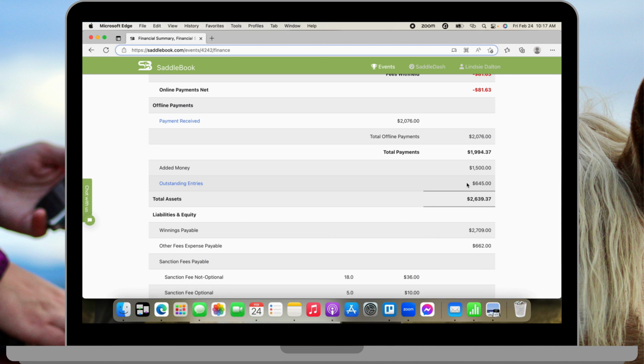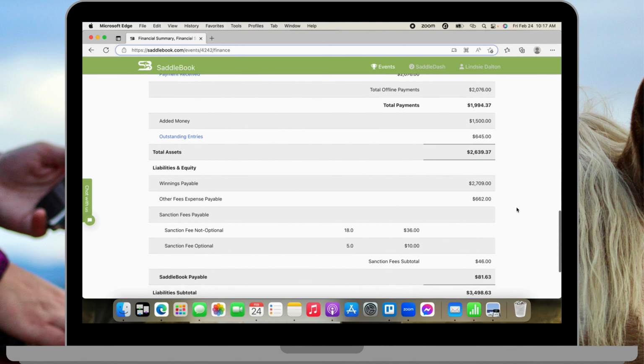That means any entries that have not finished their balance or have not paid you or are waiting for a refund. And that total for outstanding entries is $645. Adding all of that together, your total assets is $2,639.37.